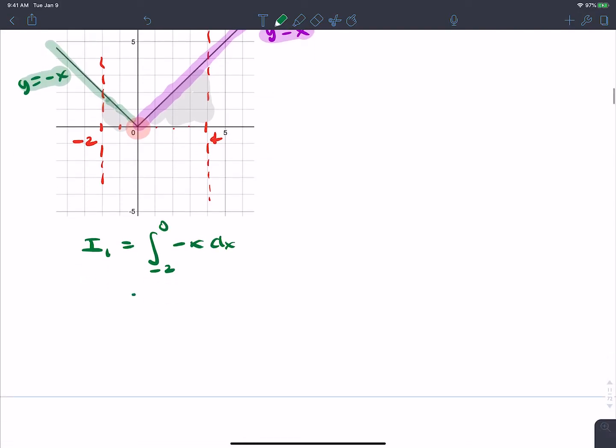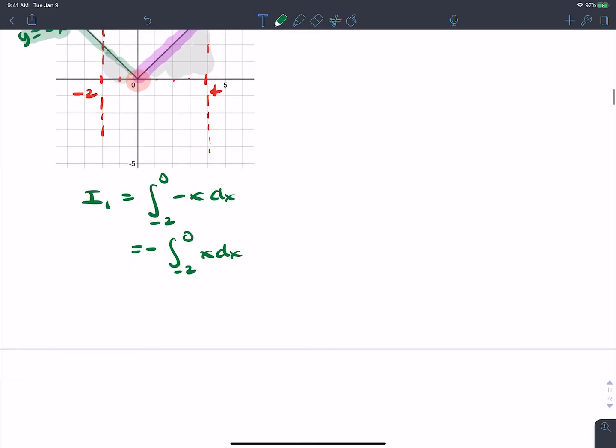By properties, I can pull out that negative sign. Is that true? And now, don't forget there's a negative sign. Apply your power rule. Isn't that x squared over 2? Evaluate that from x is -2 to x is 0. All right, you guys okay with that?